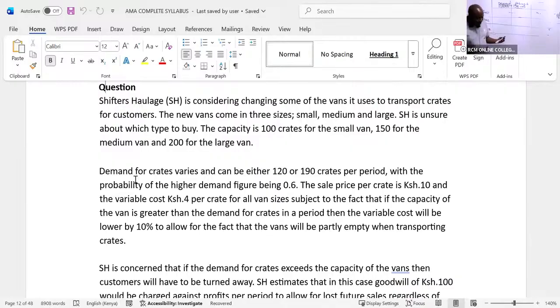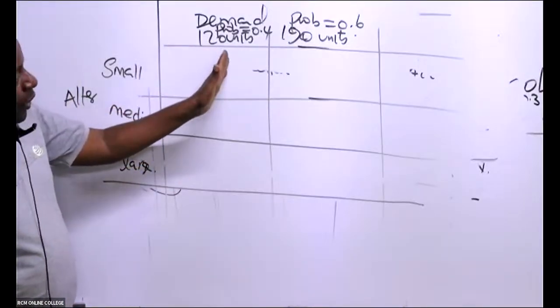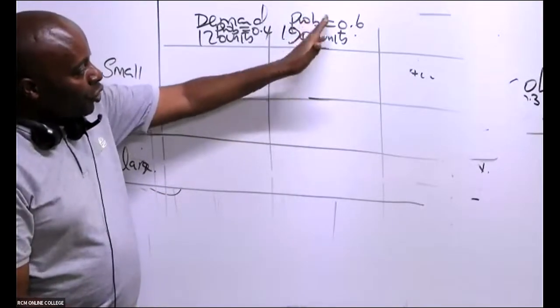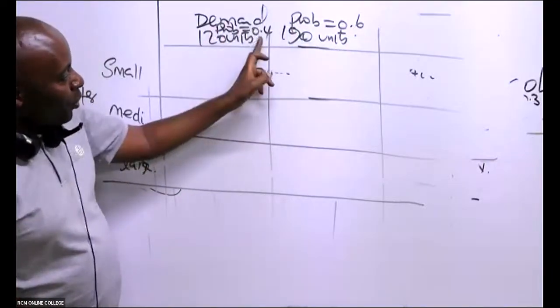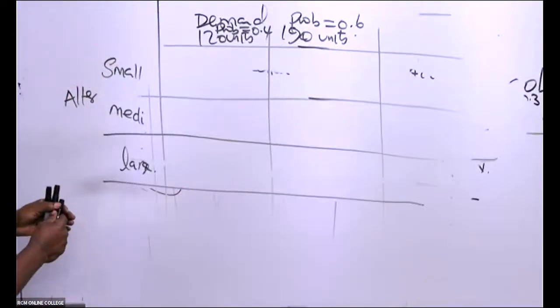And remember, demand is not something that we can dictate as a company. Our sales is to go and sell our products down there. How many will be demanded is basically an act of God. It's a state of nature. And you can even see that the higher one has a probability of the higher demand being what here, somebody? 0.6. So we have 120 crates and 190 crates, with the higher quantity having a probability of 0.6. So this probability will be 0.4 because the two probabilities must add up to what here? 1.